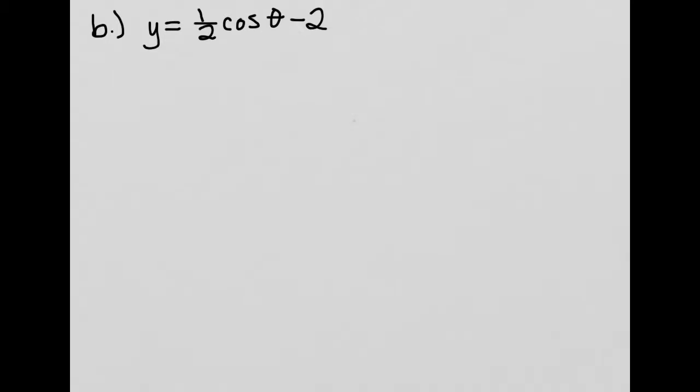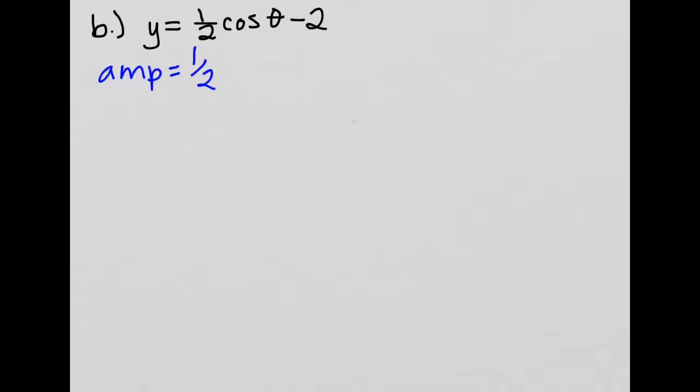Okay, this time we're going to graph cosine. We want to use the same instructions as the last problem. So first let's find the amplitude. That's going to come from the number in front of the trig function, so that is going to be 1/2. That's how high or low it's going to go to get to the hills and valleys.